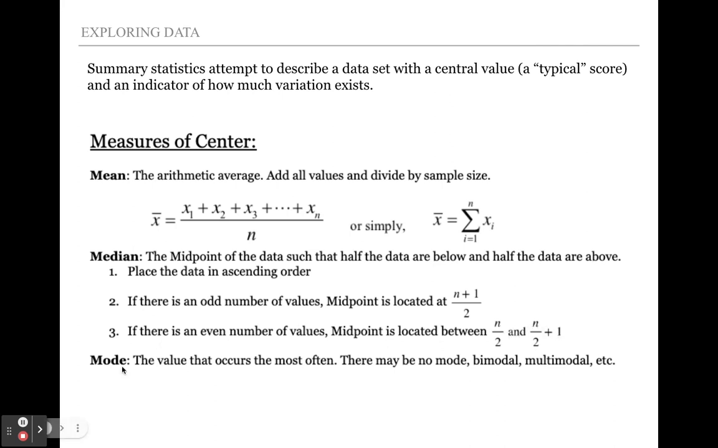All right. The mode, which is the least useful in most cases, is the value that occurs the most often. And there may be no mode. If you had a set of data where there were no repeats, there's no mode. But you also might have multi-modes. You might have bimodal or multimodal data as well. Mean, median, mode, those are measures of center.